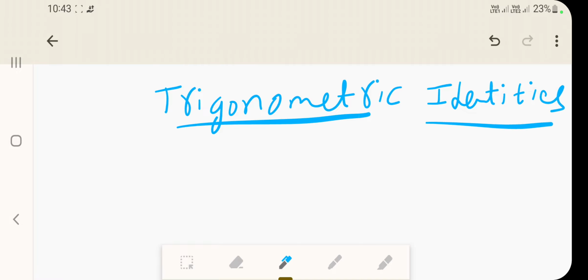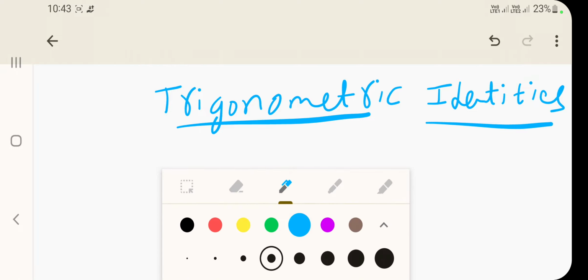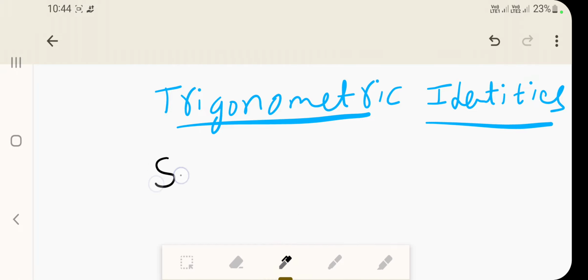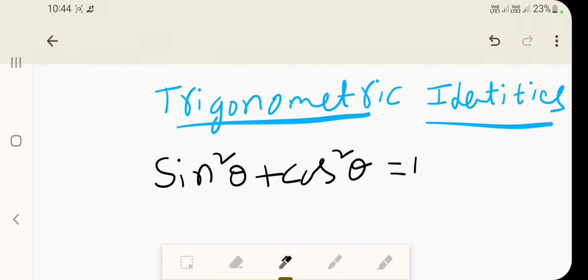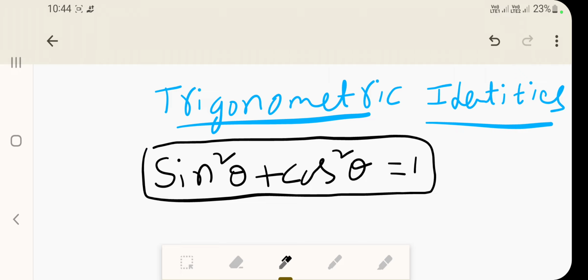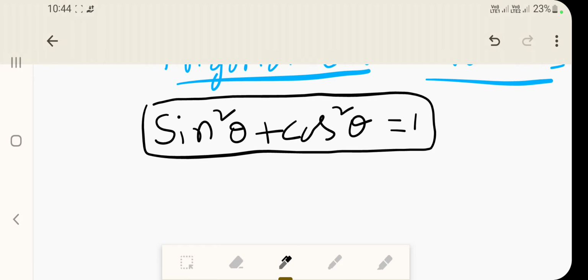The first very important identity we have is sine square theta plus cos square theta is equal to 1. In place of theta it can be angle A. Theta is an angle here. So sine square A plus cos square A is also 1. Sine square B plus cos square B is also 1. Any angle in place of theta, it is going to be equal to 1 only. That you have to remember. This is identity number 1.